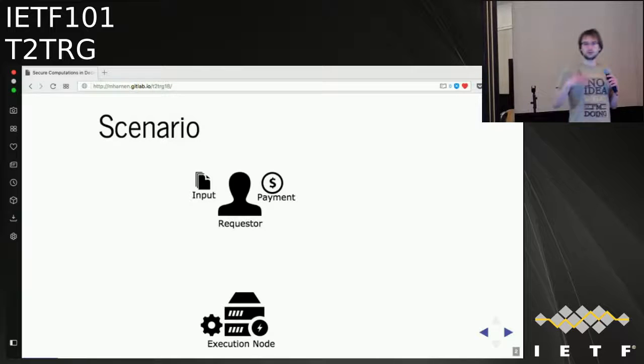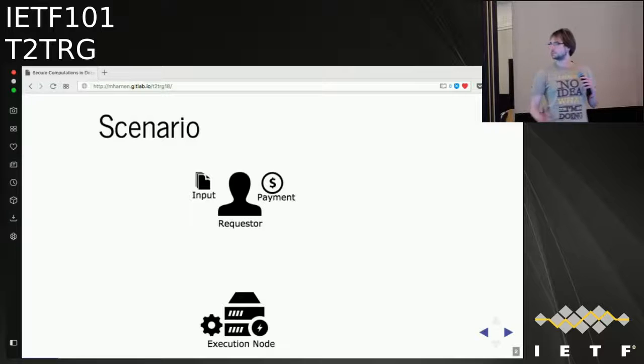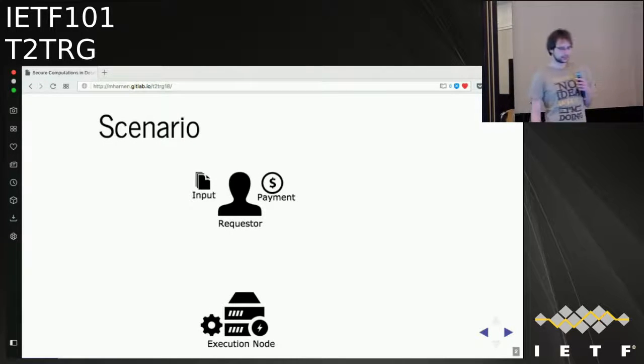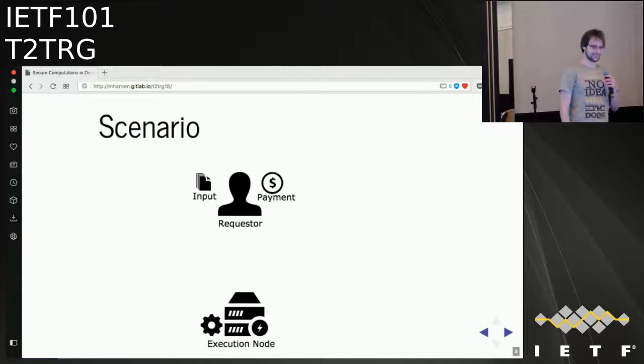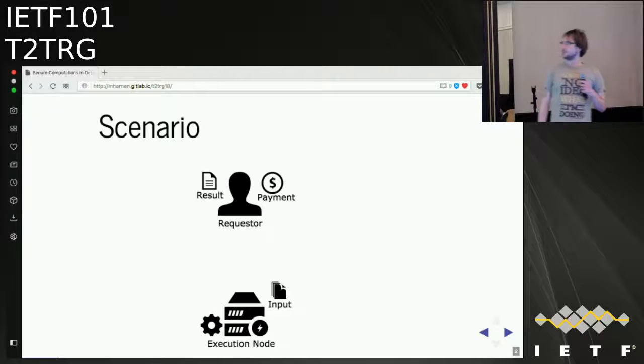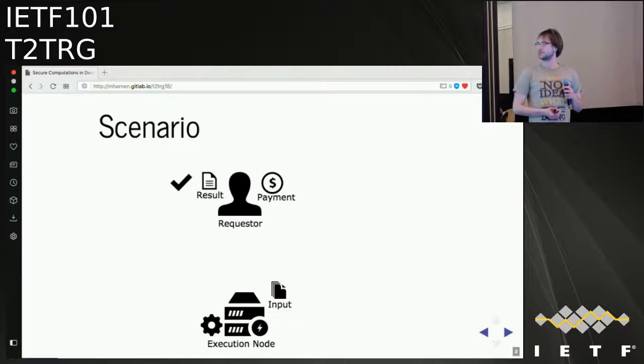When we want to outsource some computation, we have a requesting node which has some input and a payment that it is willing to pay for the computation, and then the executing node. We send the input, the executing node provides the results and sends them back to the requesting node, which verifies that the result is correct, and then in the end we perform the payment.